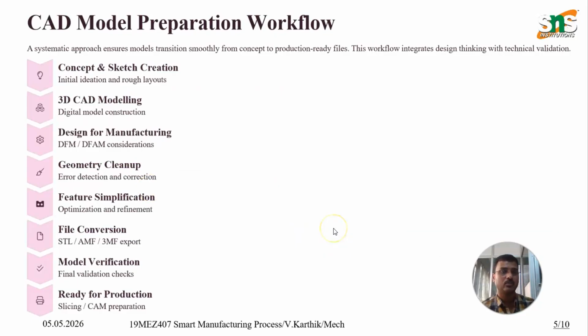Steps of the CAD model preparations: the concept and sketch creation. The first thing, where we use the initial AutoCAD Pro or design software like SolidWorks or SolidEdge, is to create the sketch design, and then 3D CAD modeling, digital model construction, where we take that ideation and convert it into the 3D model as required for production. That will be easily done in software like SolidEdge and SolidWorks.